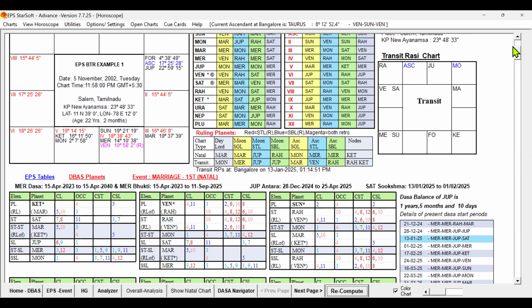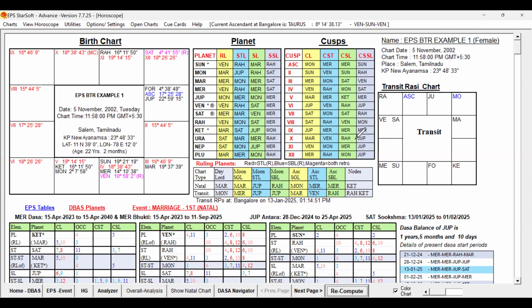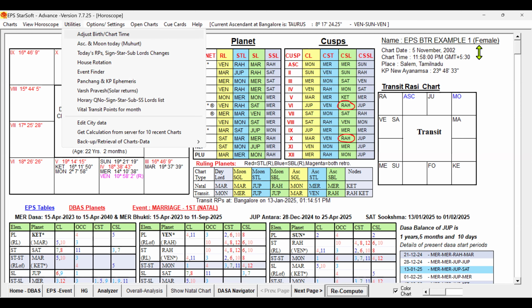So let me take the cuspal position again. Now look at the 6th sublord, Rahu, and the 10th sublord also Rahu. Now let me reduce the time by one. Go to utilities and adjust birth time. And let me minimize this.